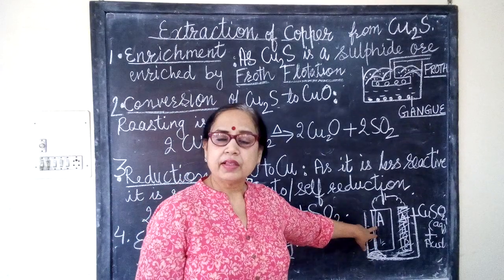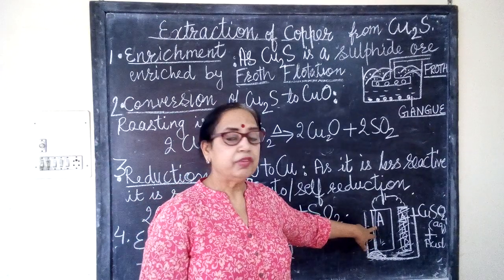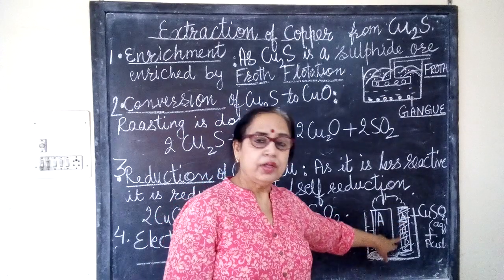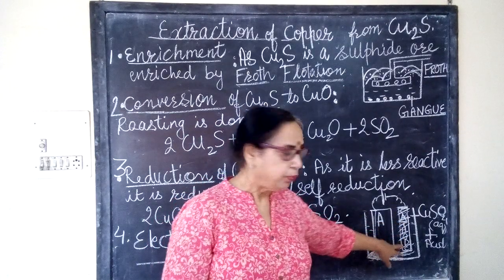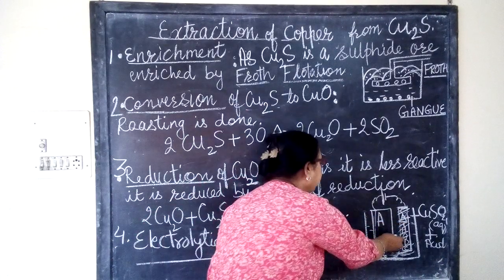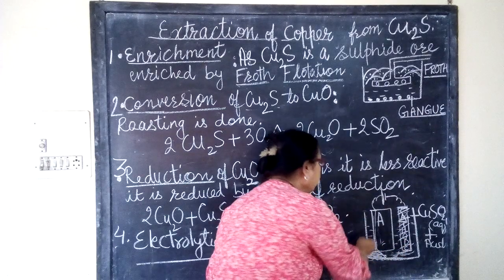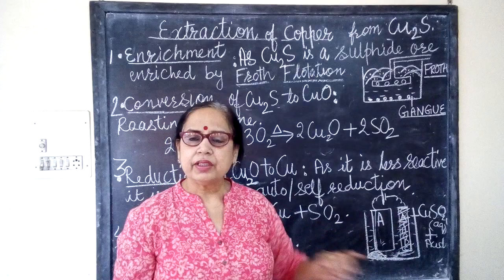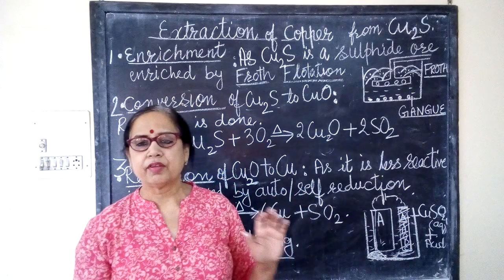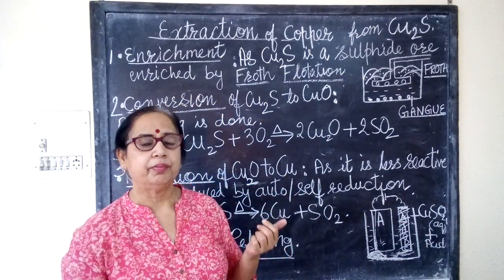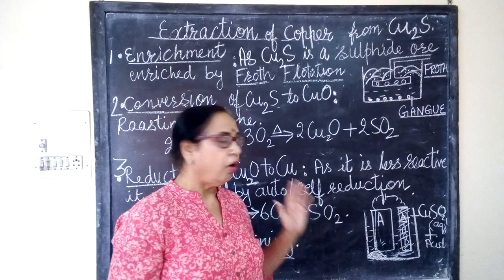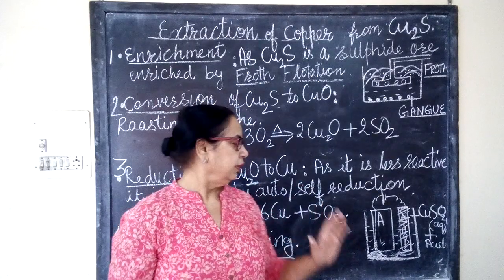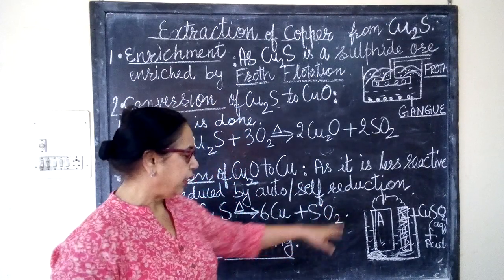So the anode is a thick sheet of impure copper, the cathode is a thin sheet of pure copper, and the electrolyte is an aqueous solution of copper sulfate, mixed with a few drops of acid so as to enhance its conductivity and make it a good conductor. On passing electric current, the following reactions take place.